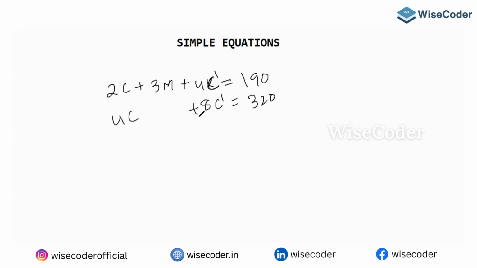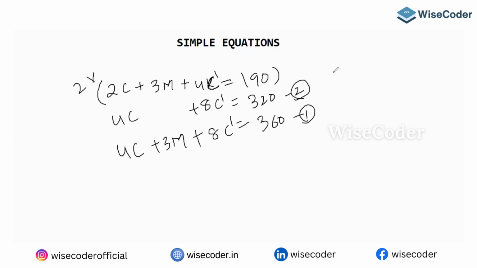Guys, if you closely observe, simply if I multiply my first equation by 2, what's going to happen? Look here. 4c plus 3 milkshakes plus 8c dash, which equals 19 twos are 380. Are you getting my point? So let's say this is equation 1, this is equation 2. Let's do 1 minus 2. If I cancel, what am I going to get here?